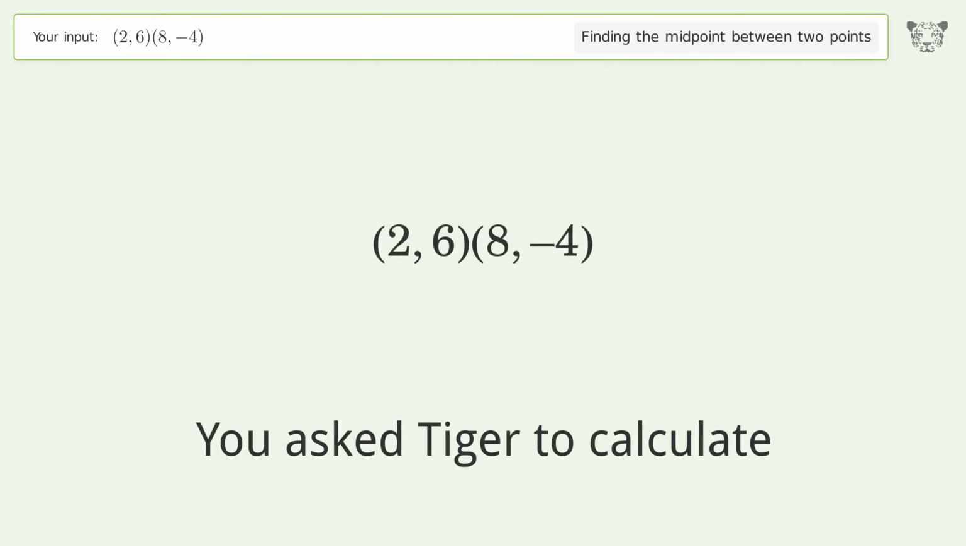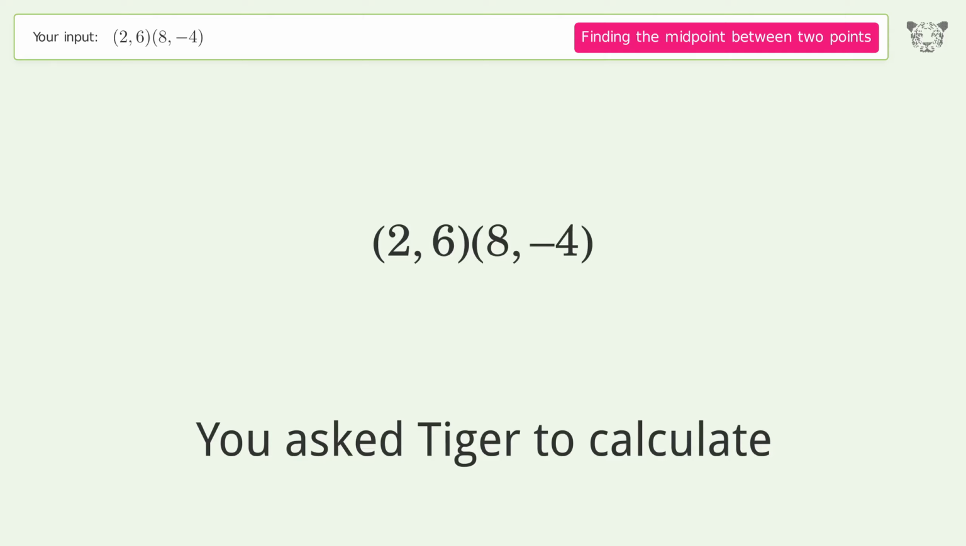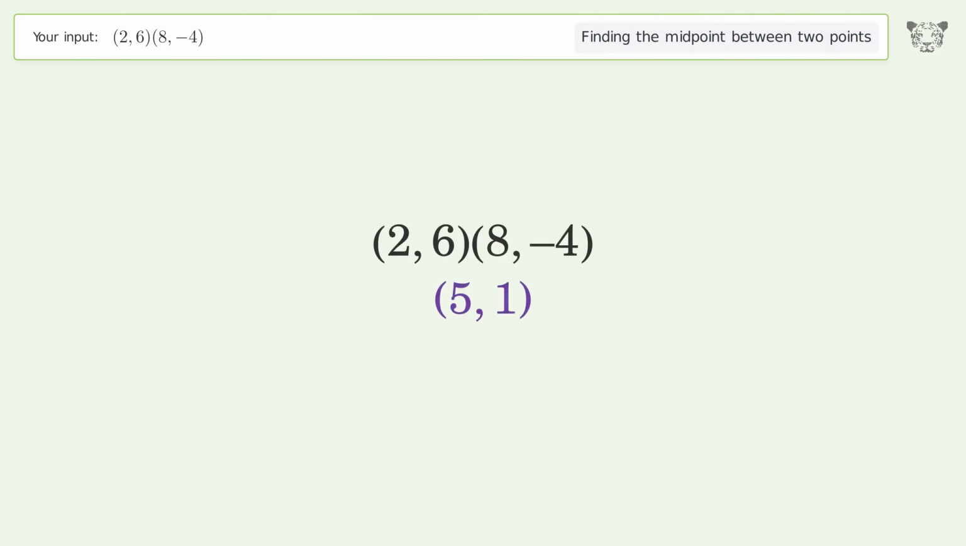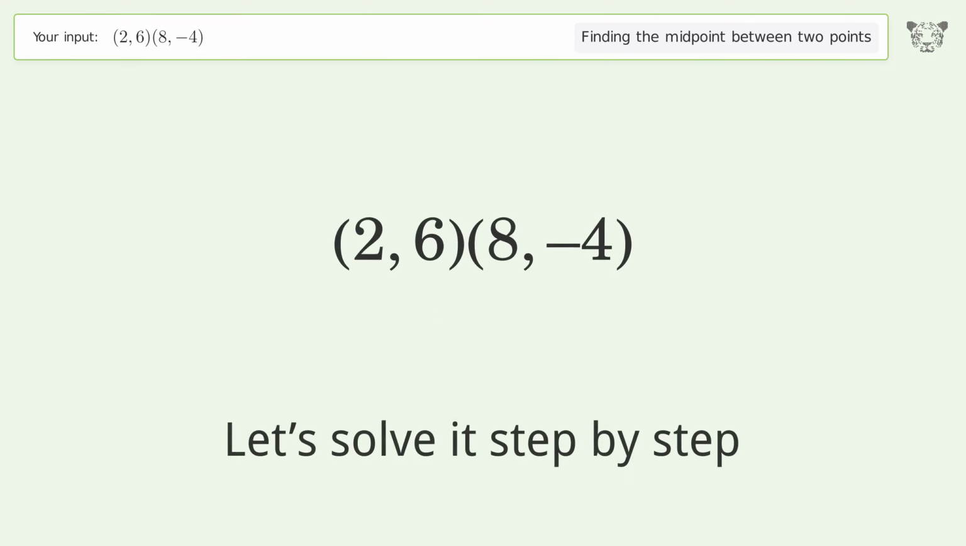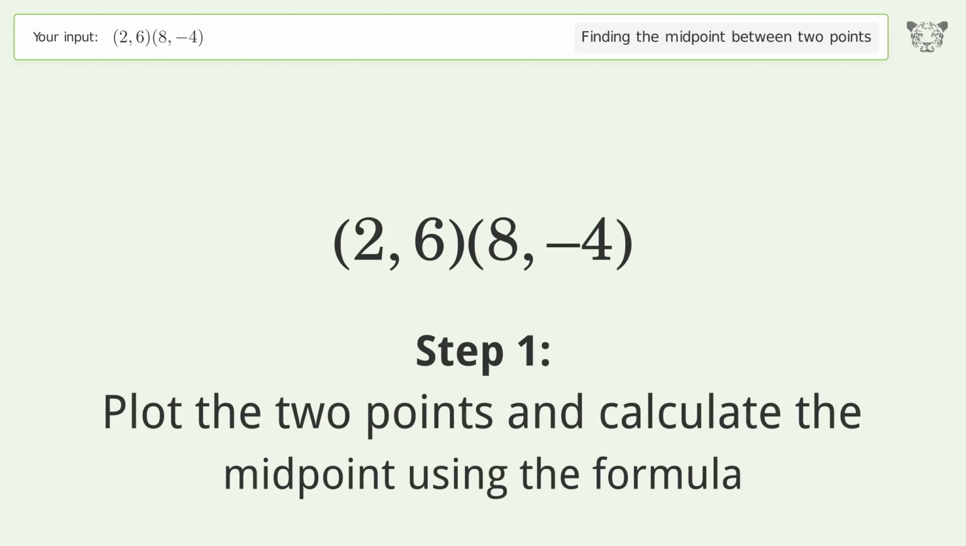You ask Tiger to calculate. This deals with finding the midpoint between 2 points. The midpoint between the 2 points is 5, 1. Let's solve it step by step. Plot the 2 points and calculate the midpoint using the formula.